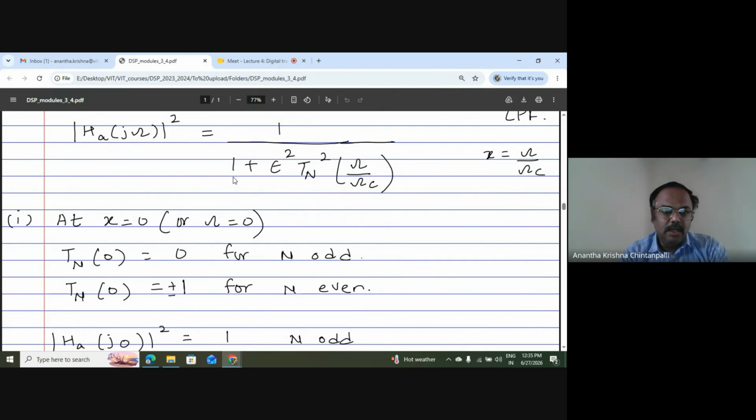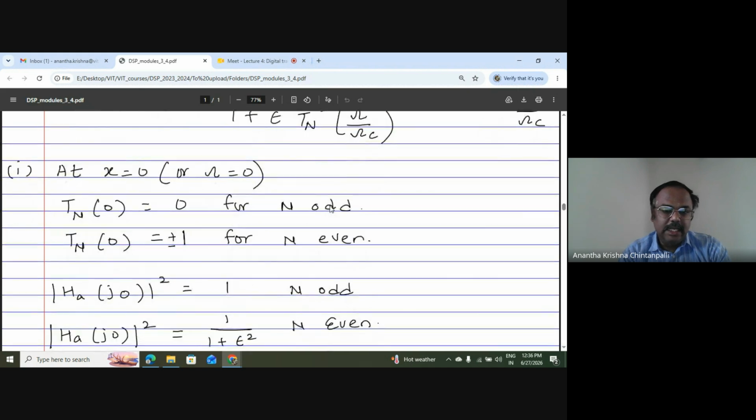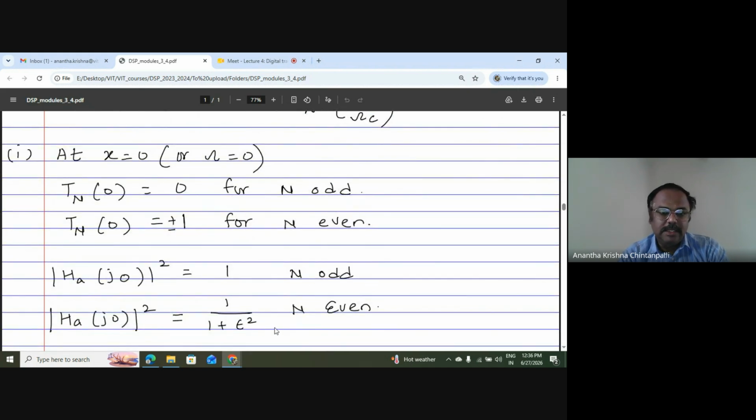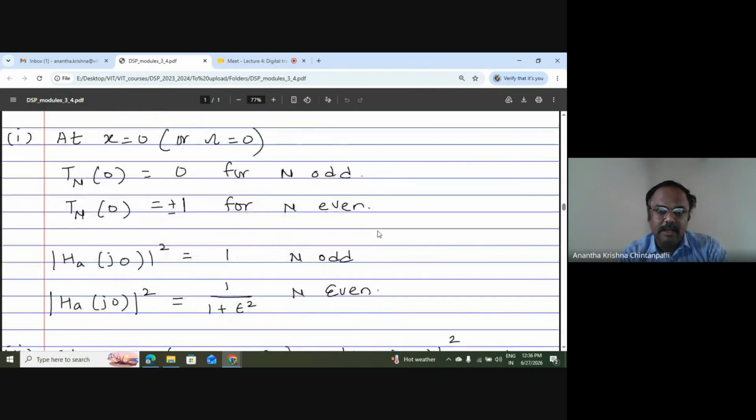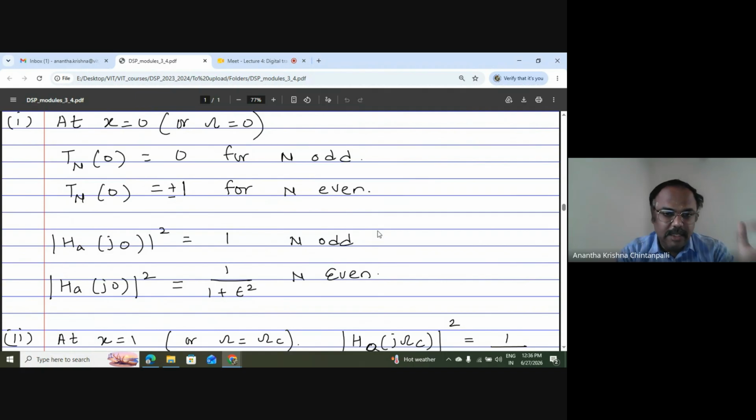Okay. The reason I am not looking at the inverse hyperbolic cosine function is because I am looking at the passband region, which is given by the cos function here. So at omega equal to 0, I am going to get a value of 1 when n is odd. When n is even, I'm going to get a value of 1 over 1 plus epsilon square, because Tn of 0 is going to be squared, so plus or minus will be 1. Similarly, when n is odd, it's going to be 1. So this is a very important concept.